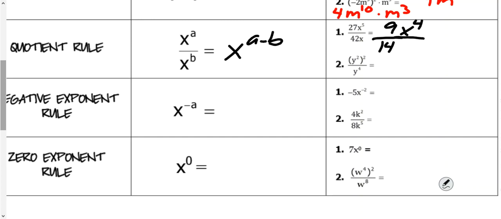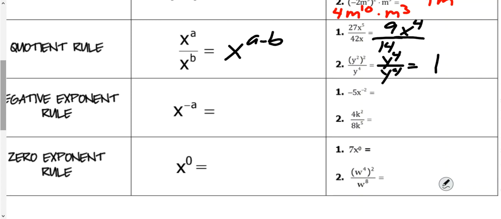The second one, we have y squared quantity squared divided by y to the 4th. So let's simplify that first. 2 times 2 would be y to the 4th over y to the 4th. And anything that's over itself is 1.